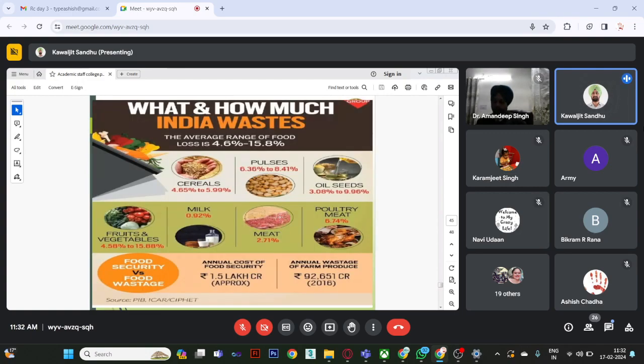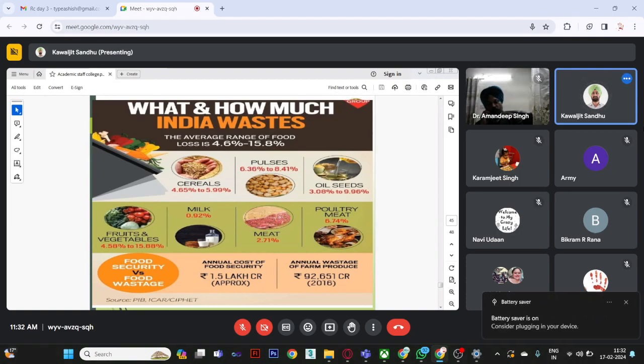The wastage we are doing in cereals is about 4.5% to 5.6%, pulses 6 to 8%, oilseeds 3 to 9%, fruits and vegetables 4 to 15%, milk less than 1%, meat about 3%, poultry 7%. So we need to reduce this wastage more and more.